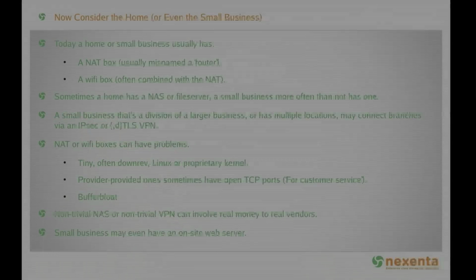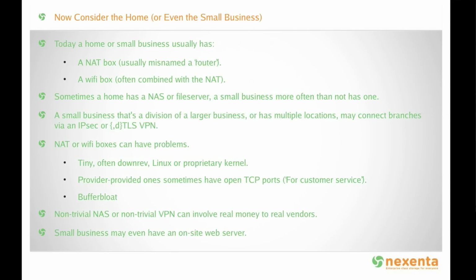So considering a home or even a small business, pardon the density of the text here, today a home will have a NAT box. It's often provided by your ISP, and I don't trust those things as far as I can throw them. Sometimes you'll have a Wi-Fi box, could be combined with the NAT. The one I got from my ISP does both. Again, it just is a brick right now. Sometimes a home, especially a small business, will also have a NAS box attached there.